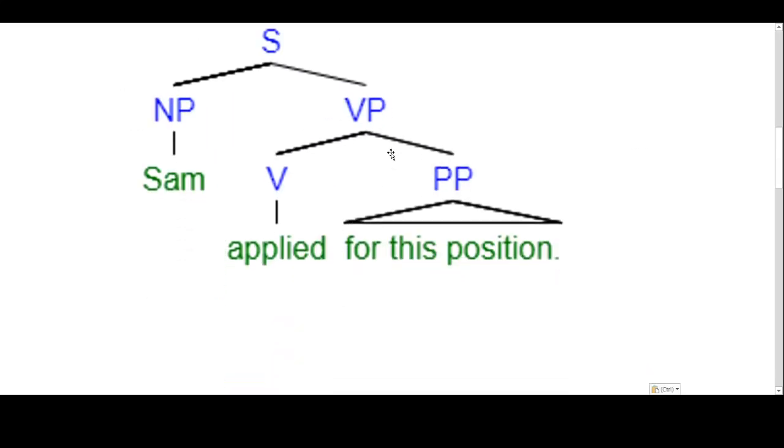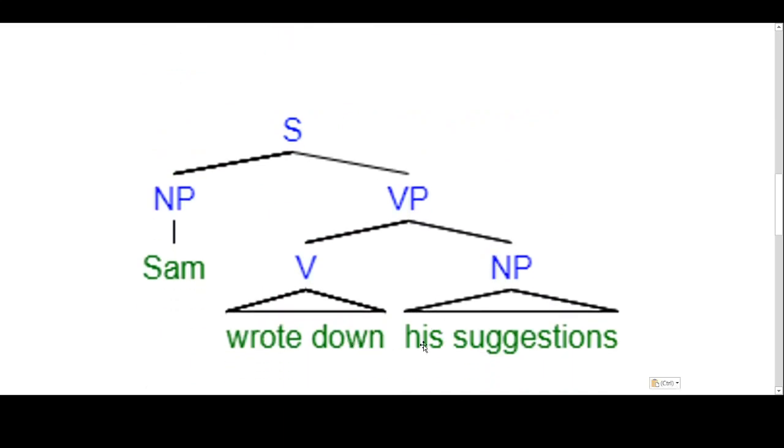Okay, cool. So the fact that down his suggestions is not a constituent and for this position is a constituent, we need to reflect that in our tree. So Sam applied for this position. For this position is all under one node of the tree. This node is exclusive for this position. Yeah? Why? Because for this position it's a constituent. Okay. Now we decided that down his suggestions is not a constituent. Now, if you notice, down his suggestions is not all under one constituent. I mean, wrote down his suggestions is, because wrote down his suggestions is a constituent.